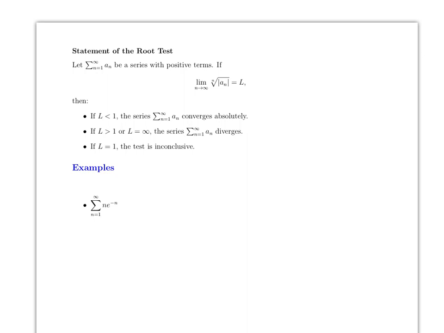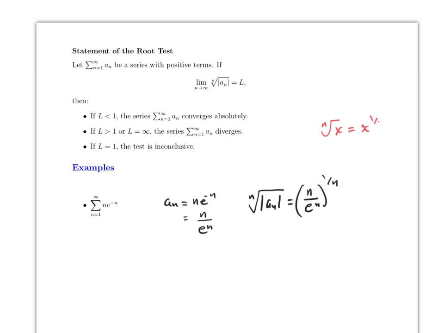So here again, an, notice that it is equal to n e to the minus n, which is the same thing as just n over e to the n. Okay? So therefore, you take the nth root of the absolute value of that, it will be technically just n over e to the n, to the 1 over n. Why? Because remember that the nth root of x is equal to x to the 1 over n. So that's from algebra.